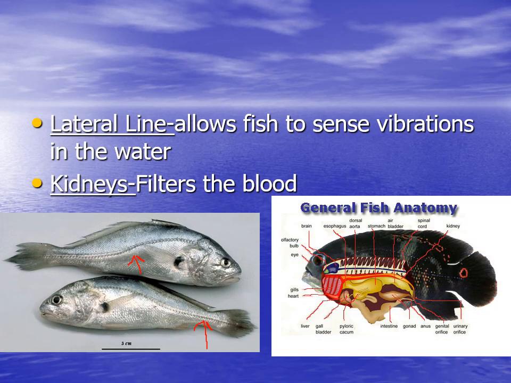Lastly, kidneys. They are going to first come about in fish. They help to filter waste out of the blood. Same type of function that they do in us. So another really important adaptation that first comes about in our classes of fish.